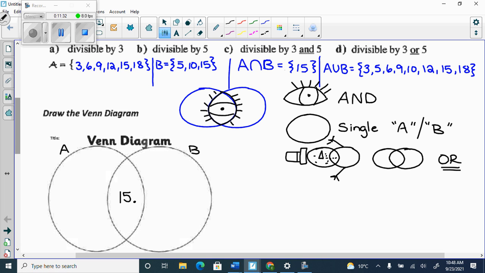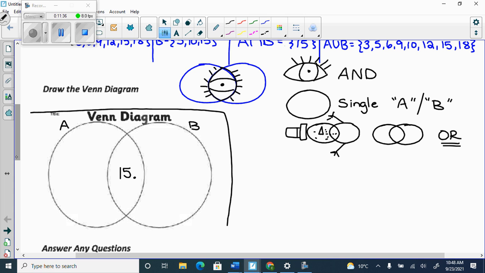So we also have to draw a rectangle around our two circles. Why would you think we'd have to do that? Anyone have any idea? If you look all out, it's still all in one thing. No. Something about the universal set.